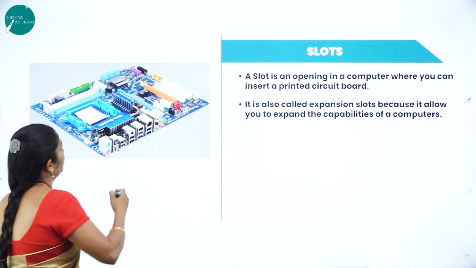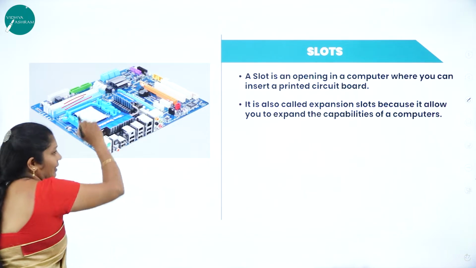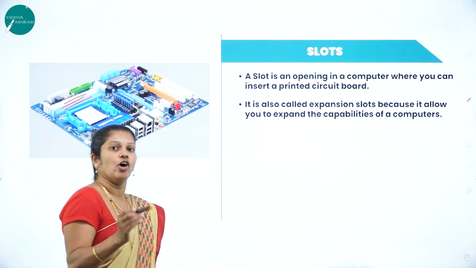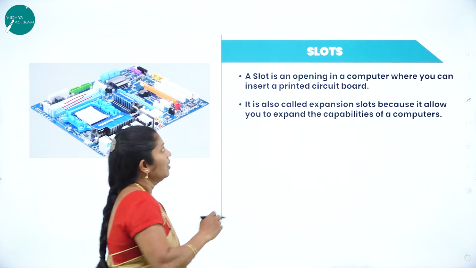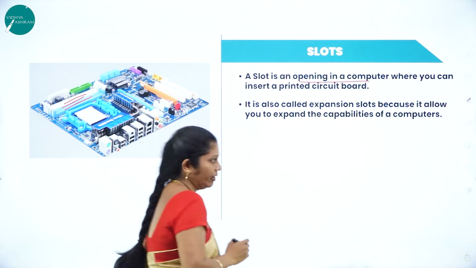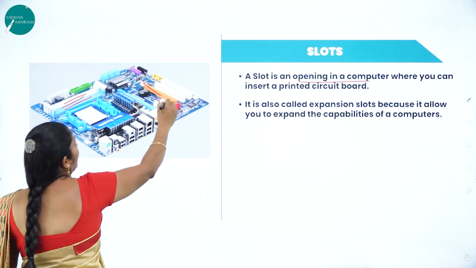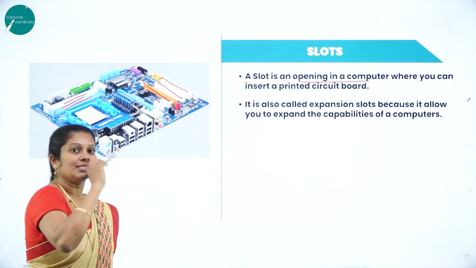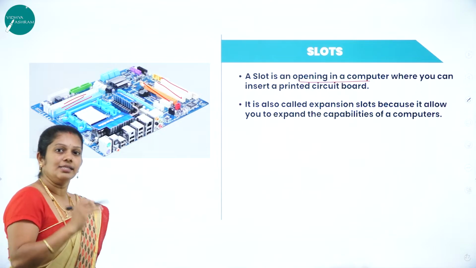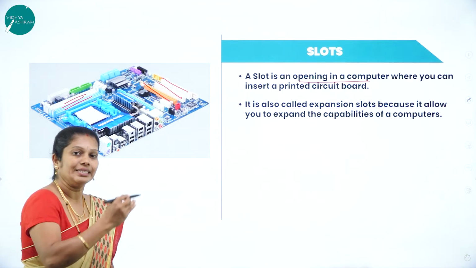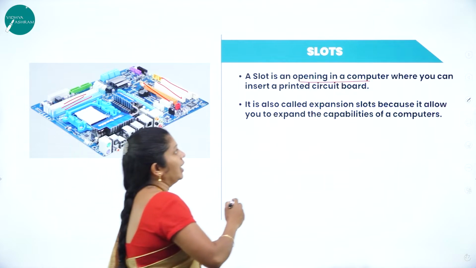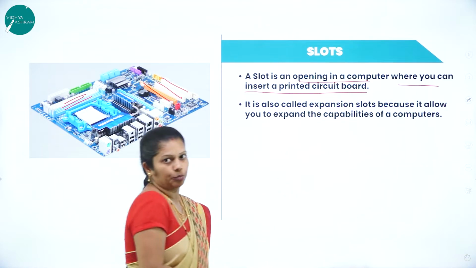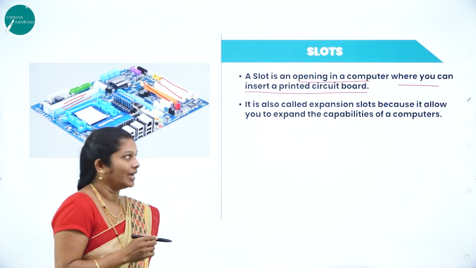Already in the previous class I told you these are the slots where I can connect printed circuits to increase the performance or capabilities of the system. A slot is an opening. You just observe here, here is an opening, where I can insert additional devices, additional circuits, especially printed circuits. This helps to increase the performance of the system. It is the opening on a computer system where you can insert printed circuit boards.